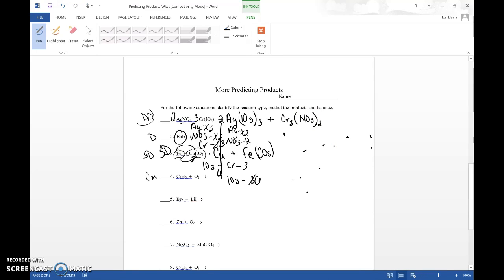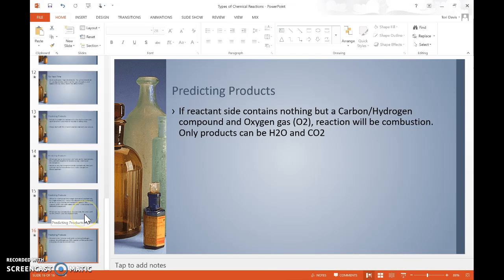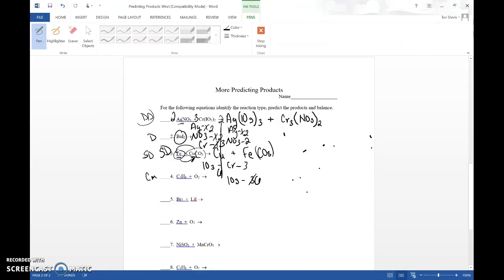Now, finally, the last one is going to be a combustion reaction. Super easy. If on the reactant side you have nothing but a hydrocarbon, which is just carbon and hydrogen put together in some way, shape, or form, it can be C6H12, it can be C100H600, it doesn't matter. As long as it has a carbon-hydrogen compound and oxygen gas, the reaction will be water and carbon dioxide, and that's all you'll get.